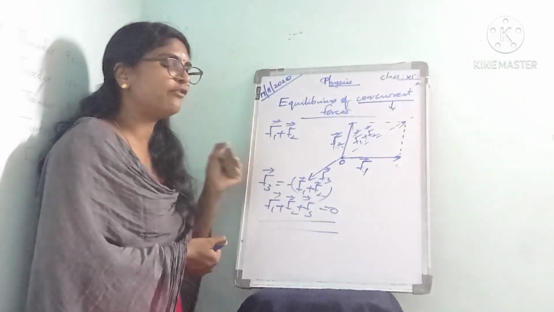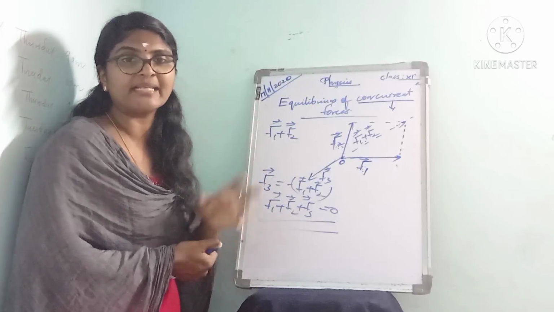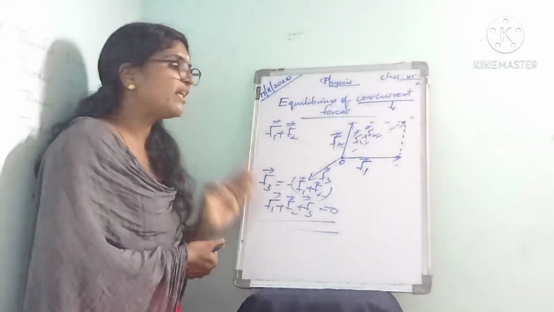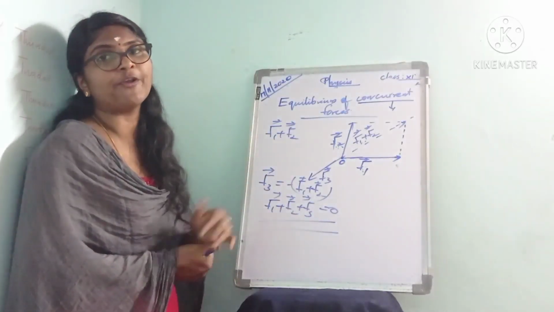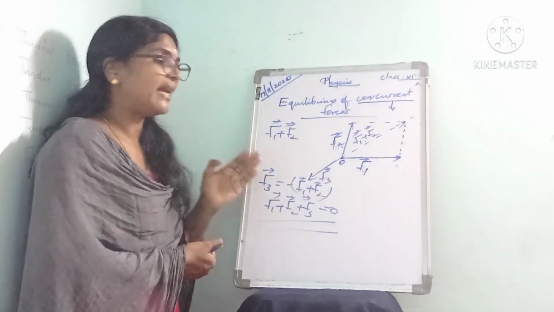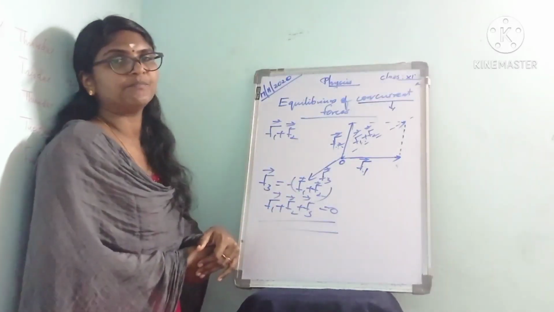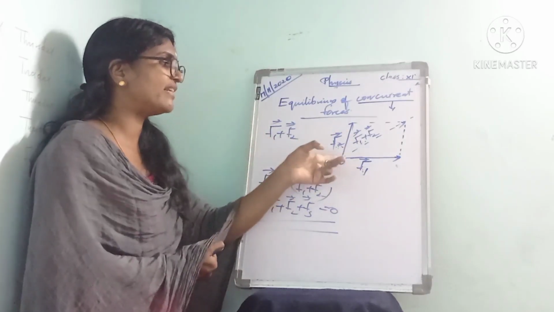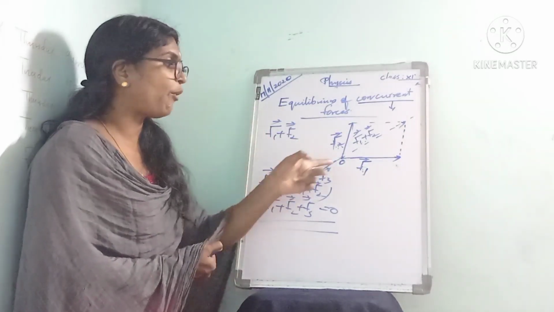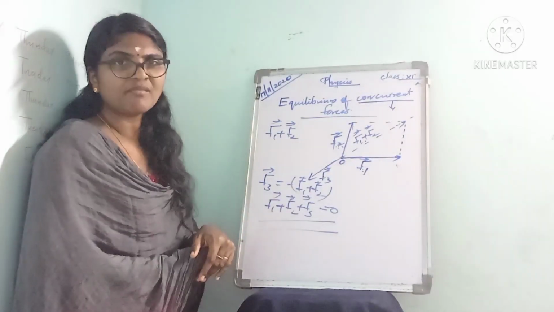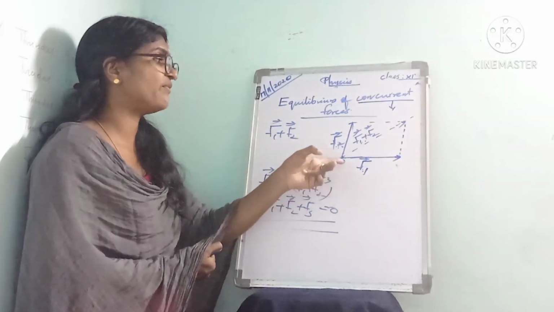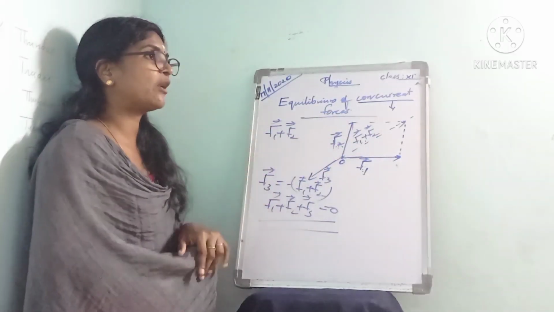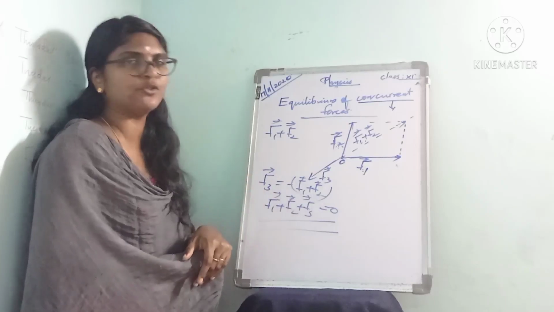Listen to it. When the forces acting on a body are at the same point and the net unbalanced force is 0, the body will continue to be in the state of rest or uniform motion along a straight line and is said to be in equilibrium. Here we have three forces F1, F2 and F3 acting at the point O of a body. By the parallelogram law of vector addition, the resultant of F1 and F2 is the diagonal of the parallelogram, F1 plus F2.